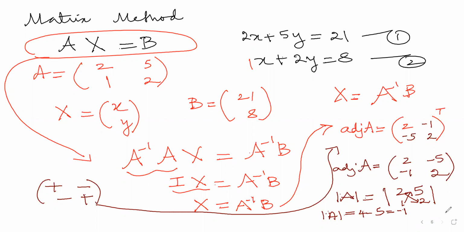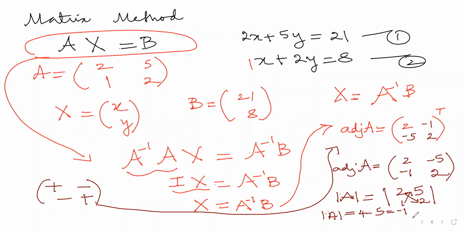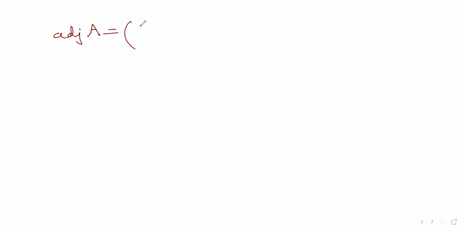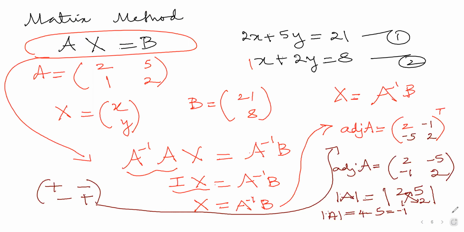So I know what is adjoint of A. Let's write that down again. Adjoint of A will be 2, minus 5, minus 1, 2, row wise. What is determinant of A? Determinant of A, we just now found out it is negative 1, isn't it?